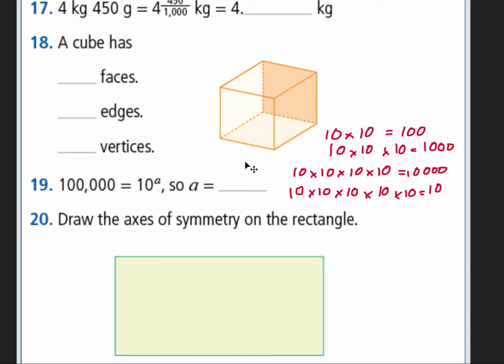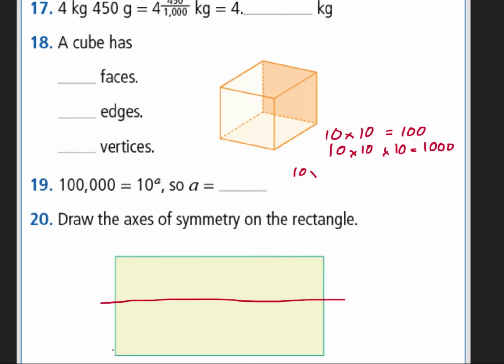And then the last one here, number 20, we have to draw the axis of symmetry on the rectangle. Now I think I showed you this in class before. For folding over the rectangle, you can only do it a couple of ways. So we can draw an axis across here, and this corner will fold onto here, and this corner will fold onto here. We can do one this way, and this corner will fold onto here, and this corner will land over here.